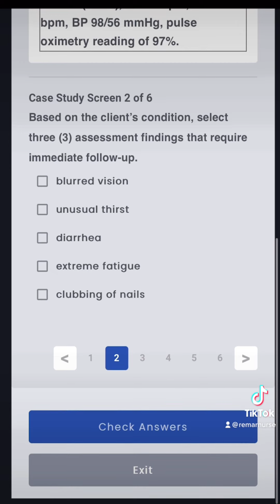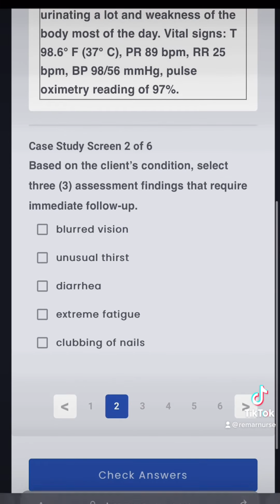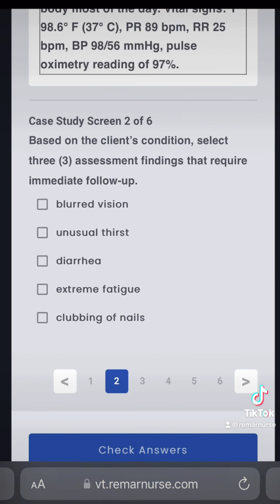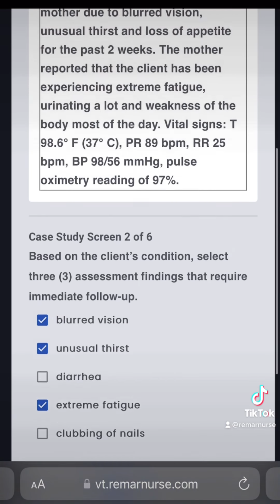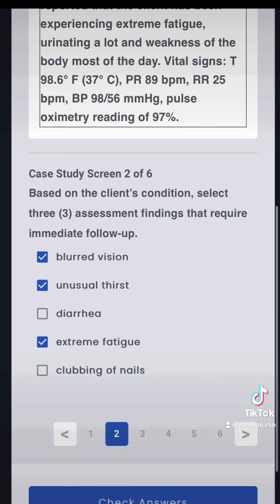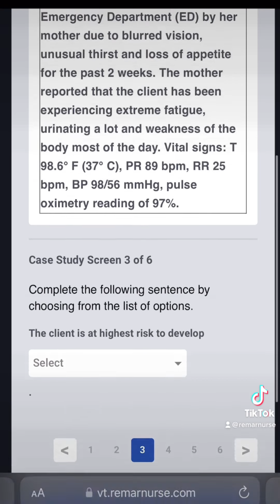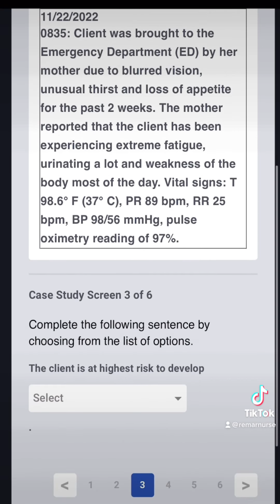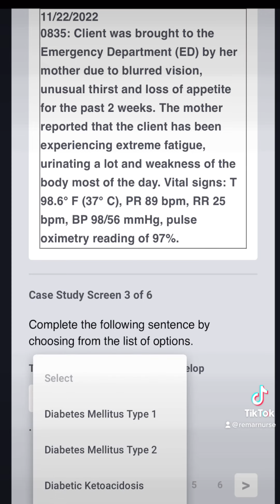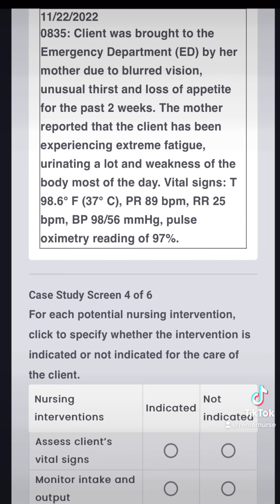All right. Next question says, based on the client's conditions, select 3 assessment findings that require immediate follow-up. So we need to pick 3. So the blurry vision, definitely. The unusual thirst, yes, and the extreme fatigue, because these are what I see in the chart. So diarrhea, clubbing, I'm not going to pick those. Okay, this is a closed question. The client is at highest risk to develop, is it diabetes mellitus type 1, 2, or diabetic ketoacidosis? Which one? I'm going to do diabetes mellitus type 1.